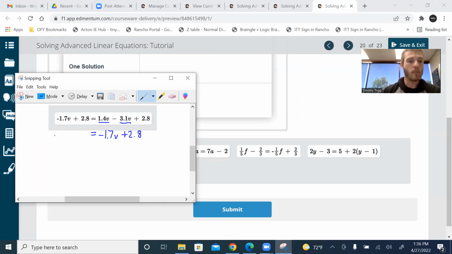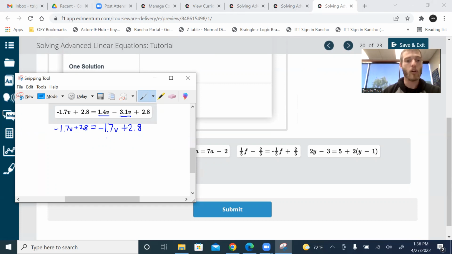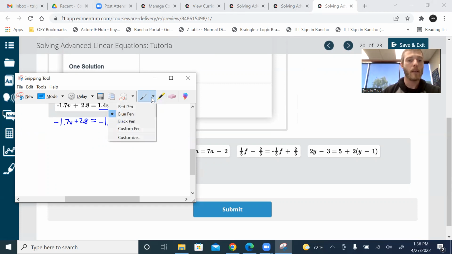On the other side of the equation, we have a negative 1.7v plus 2.8. Okay. Some of you have already maybe noticed something weird here, but let's continue on and pretend nothing's weird. All right. Now notice there's v's on both sides of the equation. I don't like that. So what I'm going to do is move my v's over to the left. So I'm going to add this 1.7v to cancel it. But if I add 1.7v here, I have to add 1.7v here as well.